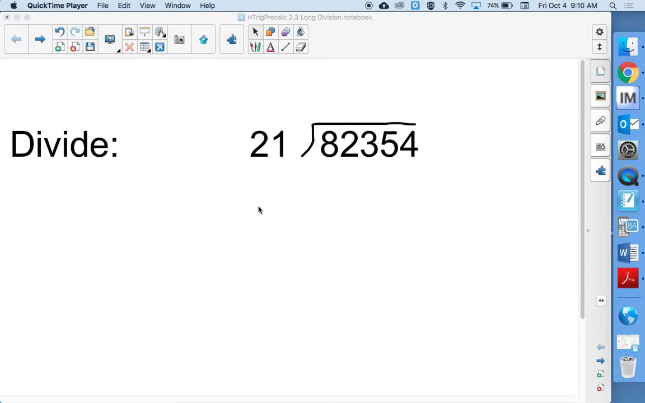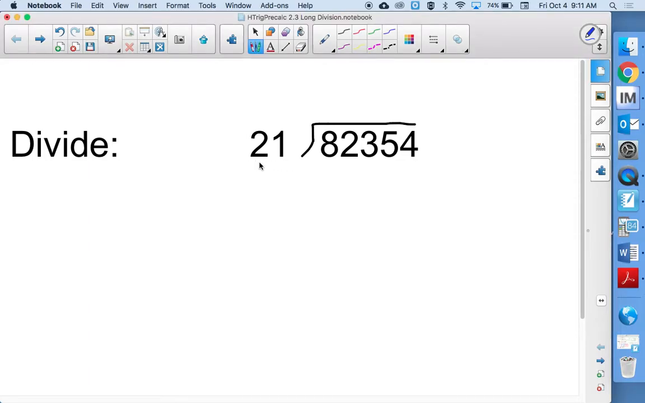Colin, how do you do long division? Without calculating, you would take the dividend and divide by the divisor. Hannah? So you would see the number on the outside, how many times it goes into each digit on the inside.